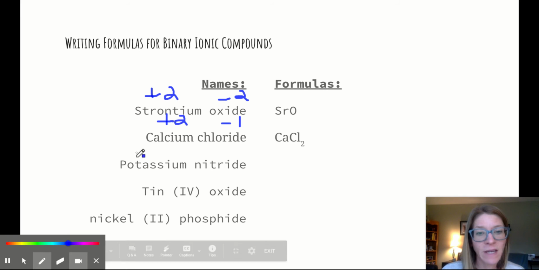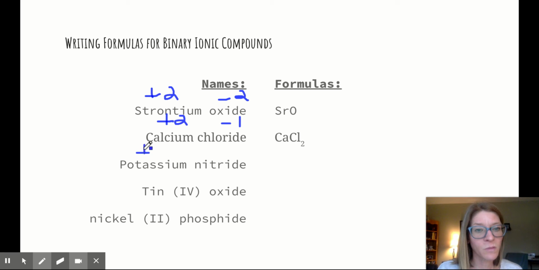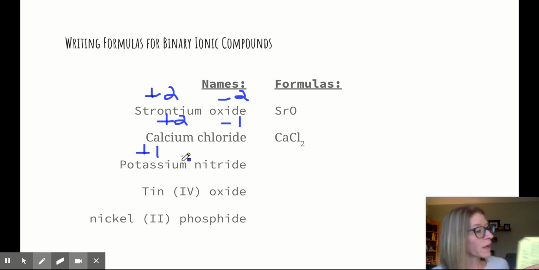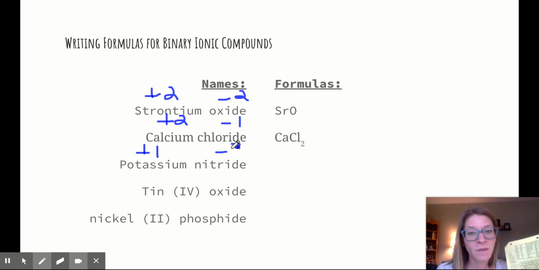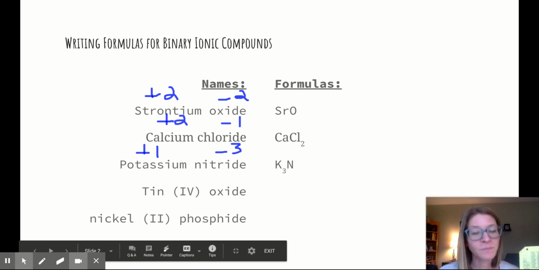Right, the third example, potassium nitride. Again, you would look at the charges. So potassium is +1. Nitride is over here. It is -3. So to make these charges equal and opposite, we would need 3 potassiums for every 1 nitride. So your formula would be K3N.